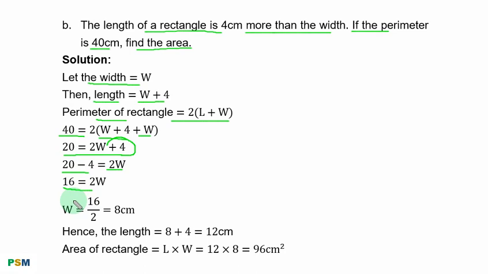Divide both sides by 2. W is equal to 8 cm. Hence, the length becomes 8 plus 4, that is 12 cm. Area of rectangle is equal to length times width, that is 12 times 8 equal to 96 square centimeters.